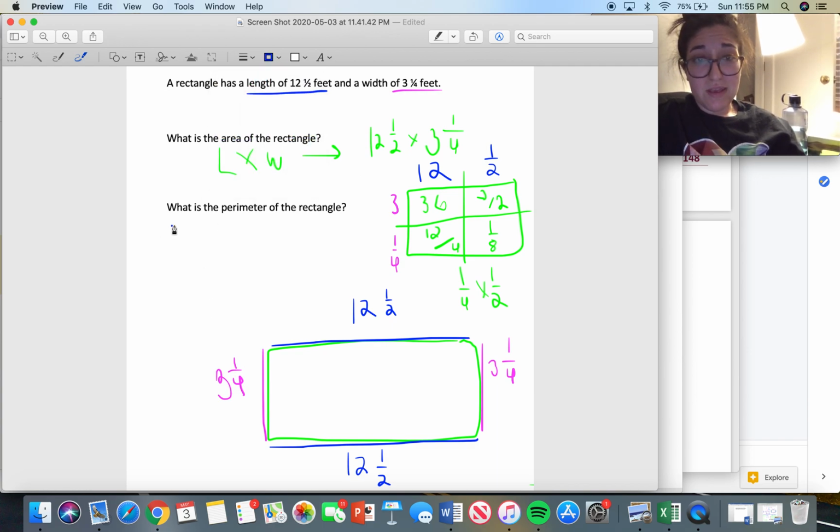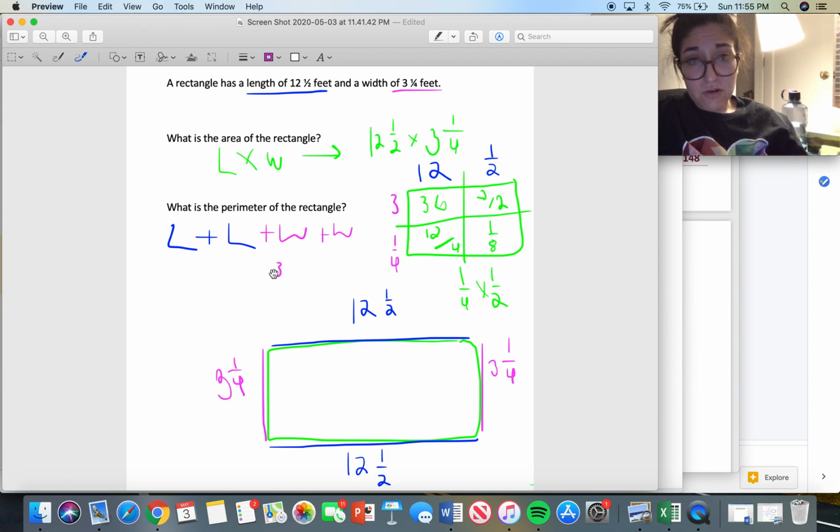Really quickly, let's go on to the perimeter. Remember, perimeter is length plus length plus width plus width, or in this case, I'm going to do this one first just because it's already in that color, 3 1/4 plus 3 1/4 plus the lengths, you guessed it, 12.5 plus 12 1/2.